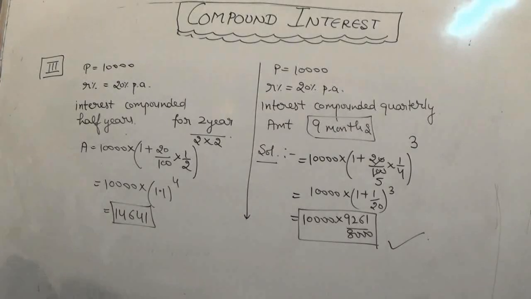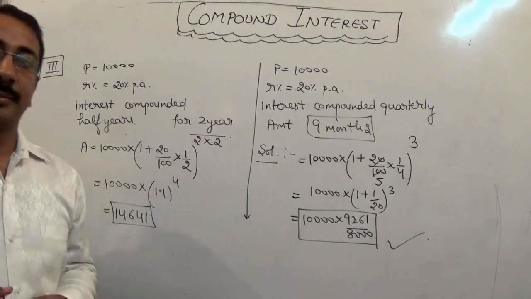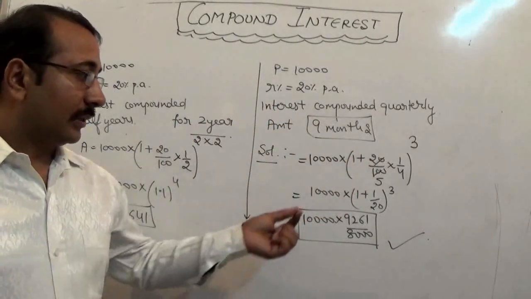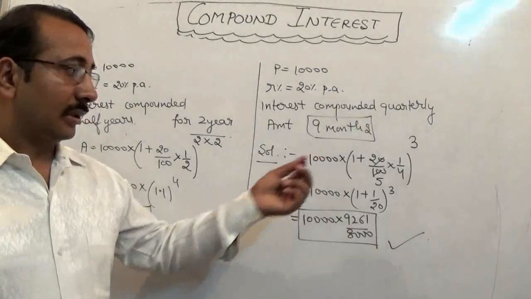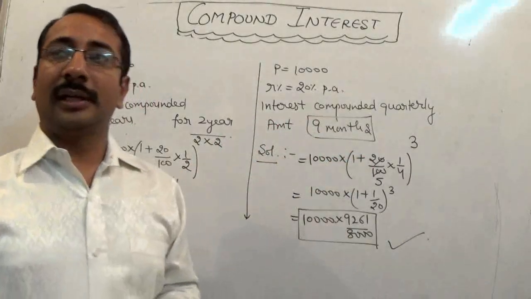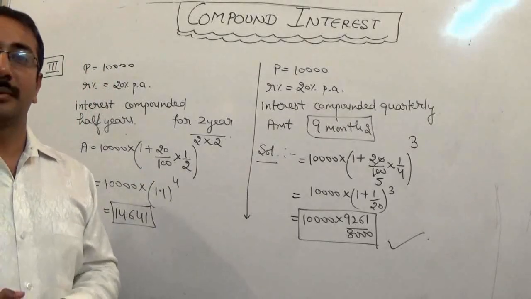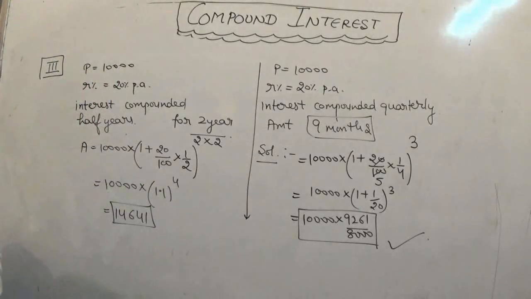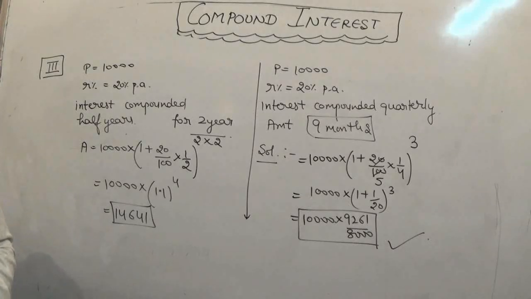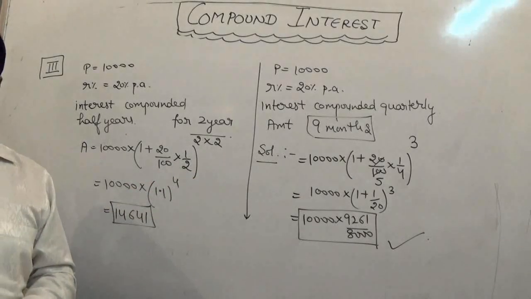Try to understand it again. When I say interest is compounded quarterly and time period is 9 months, I can simply take the rate as 1 upon 4, that takes me to 5%, right? And then for 9 months, I know that in every 3 months there is 1 quarter. For 9 months, the number of quarters is 3. So it should be taken as 10,000 into 9261 upon 8,000. Just solve it and you get your answer.